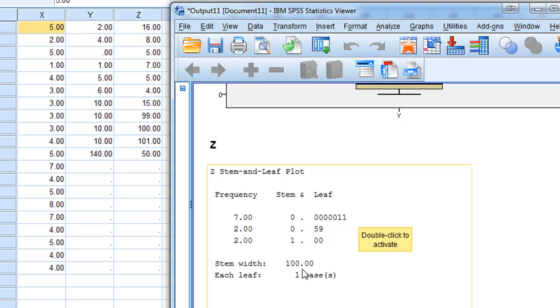So here's how it works. When I look at this first number, 0, 0, I know the width of each leaf is equal to 1 case, so I know there's not any doubling of cases here. I know that this 0 corresponds to one case, this 0 here corresponds to another case, etc. But what does 0, 0 represent? Well, because the stem width is equal to the 100 position, what could this mean?